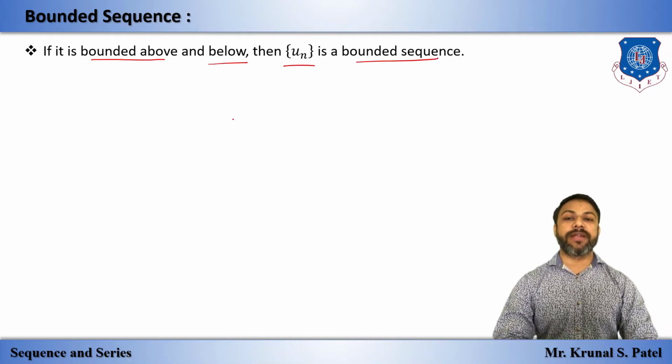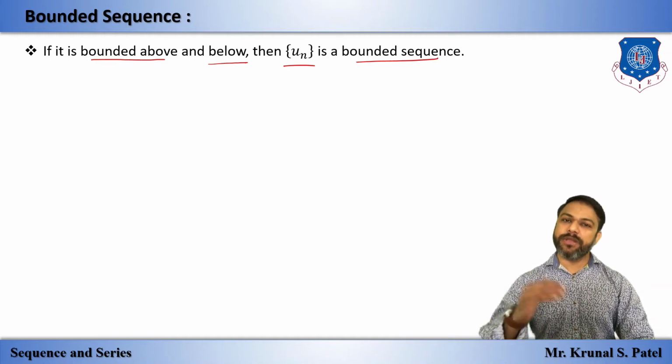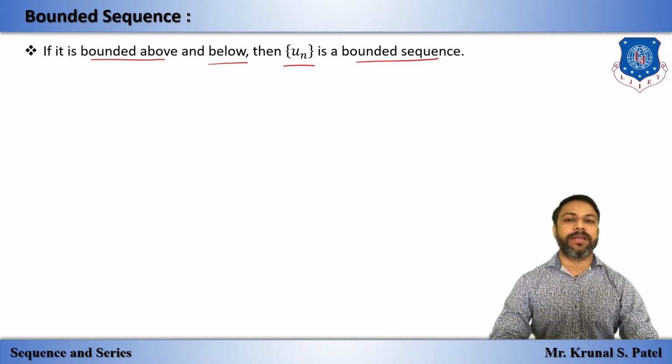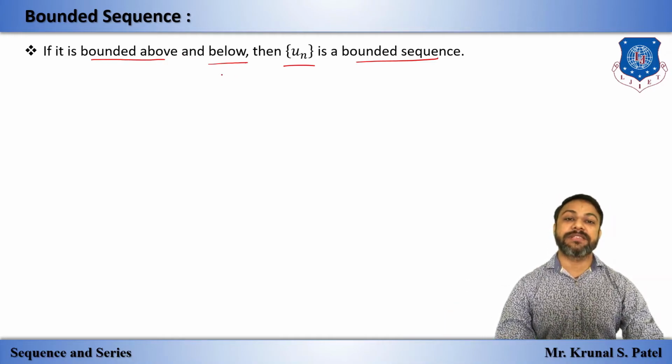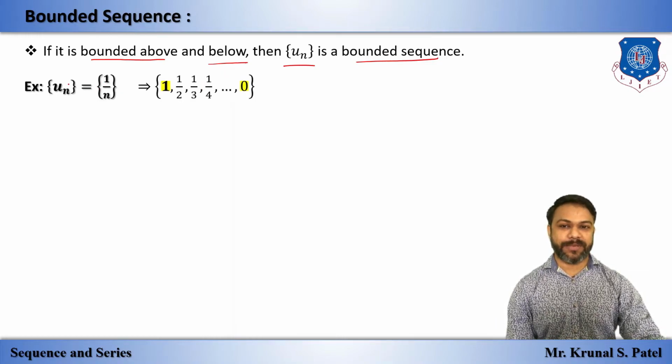If it is bounded above only, we will say bounded above. If it is bounded below, we say bounded below. And if it is bounded above and below both, then we can say that the given sequence is a bounded sequence. For that we have one example.